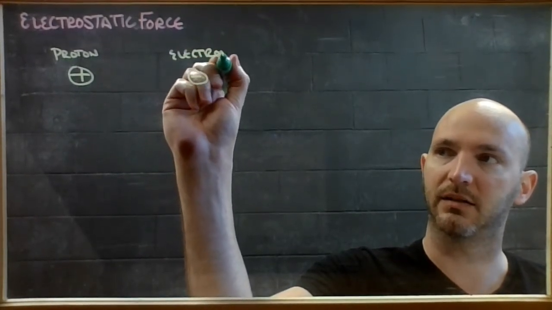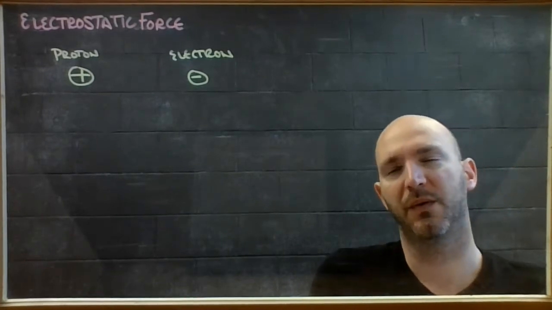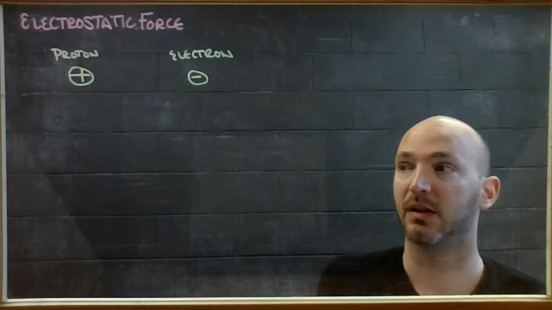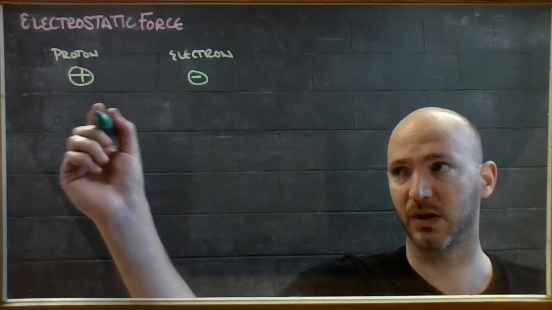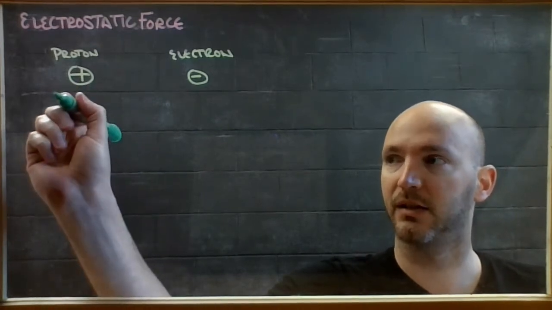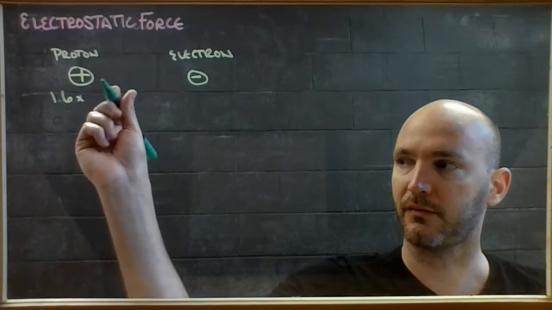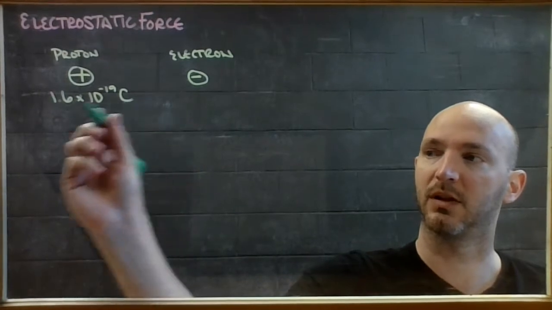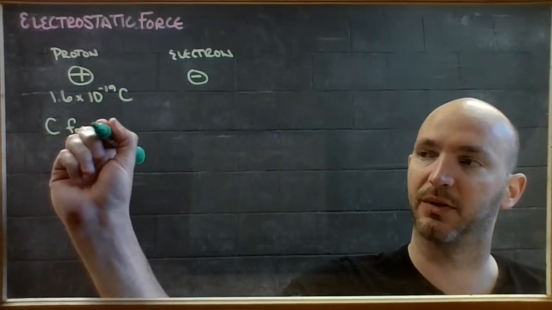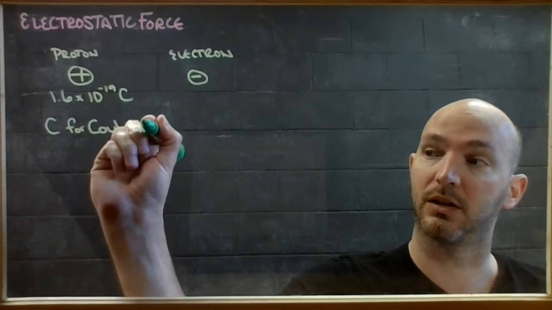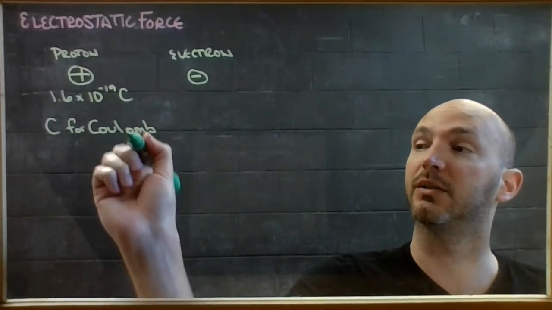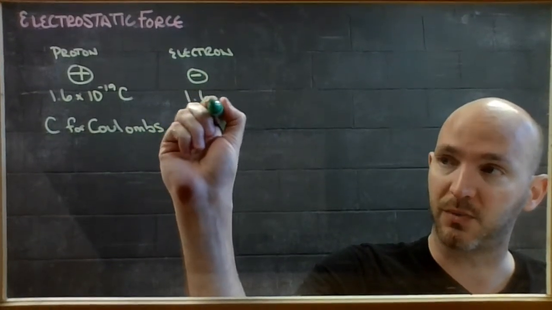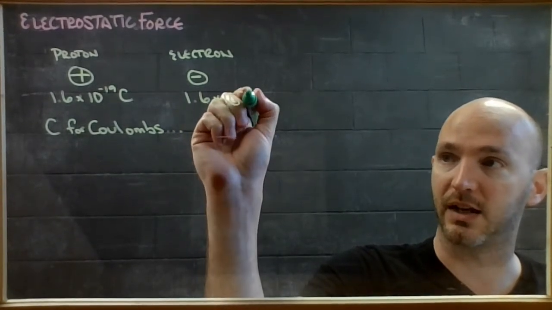Now, in an interesting sort of symmetry of the universe, both of those particles carry exactly the same size of charge, but one is positive and one is negative. So the elementary charge for a proton is, and I'm rounding here, 1.6 times 10 to the negative 19 coulombs. So that's C for coulombs. Not for cookie, as you've been told since your childhood. Alright, and then for the electron, it would also be 1.6 times 10 to the negative 19 coulombs.